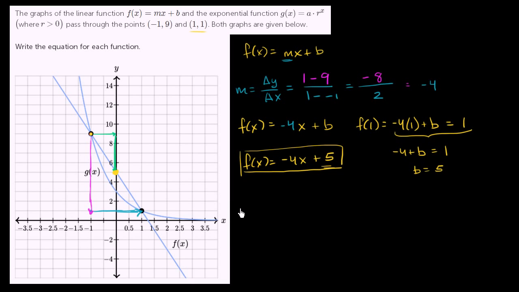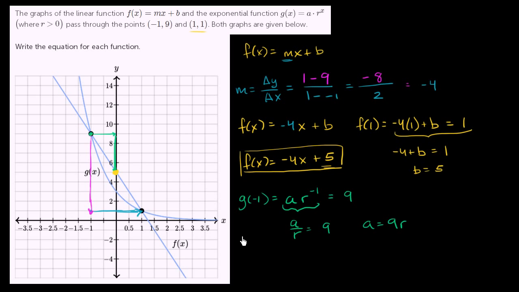Now let's figure out the exponential function. So here we could just use the 2 points to figure out these 2 unknowns. So for example, let's try this first point. So g of -1, which if we look at this right over here, it would be a times r to the -1. They tell us that g of -1 is equal to 9. And so we could write this a times r to the -1, that's the same thing as a over r is equal to 9. Or we could multiply both sides by r, and we could say a is equal to 9r.